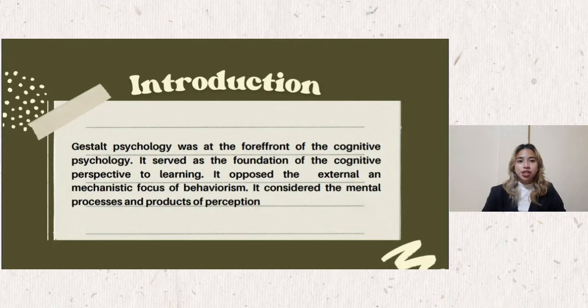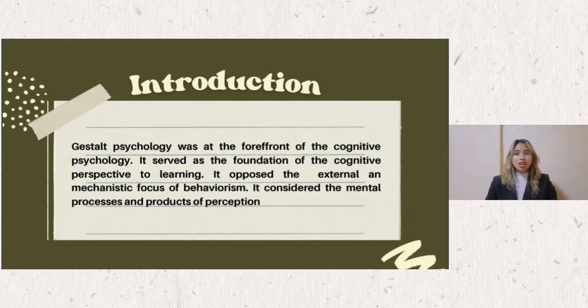So let's define Gestalt first. What is Gestalt? Gestalt is a physical, biological, or symbolic configuration or pattern of elements so unified as a whole that its properties cannot be identified from a simple summation of its parts. Gestalt psychology was at the forefront of cognitive psychology. It serves as the foundation of the cognitive perspective to learning. It opposed the external and mechanistic focus of behaviorism. It considered the mental processes and the product of perception.